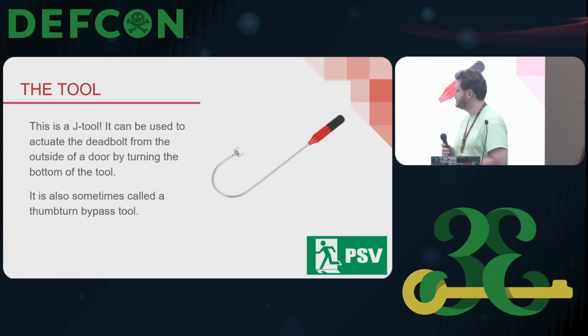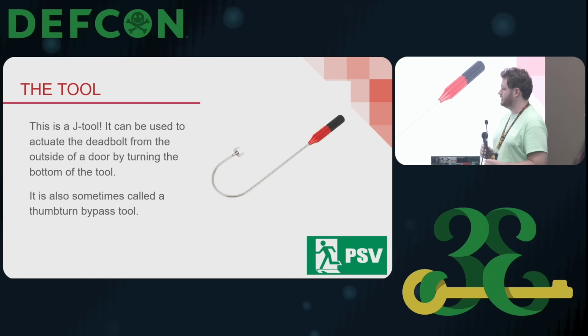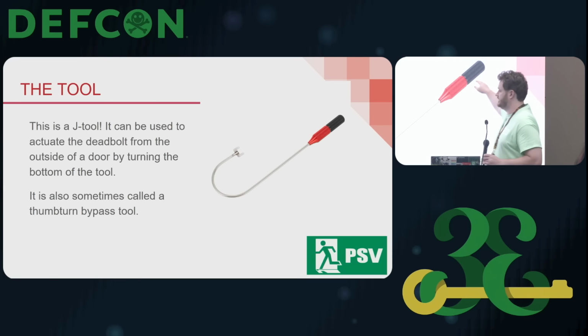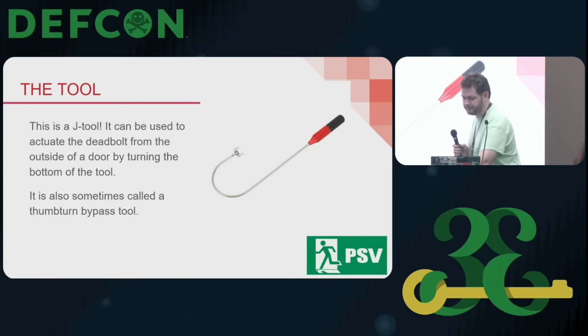The tool that you would use to bypass this lock is called a J tool. This J tool can be used to actuate the deadbolt from the outside of the door by turning this bottom of the tool right here. It's also sometimes referred to as a thumb turn bypass tool. Deadbolt locks are also sometimes referred to as thumb turn locks.